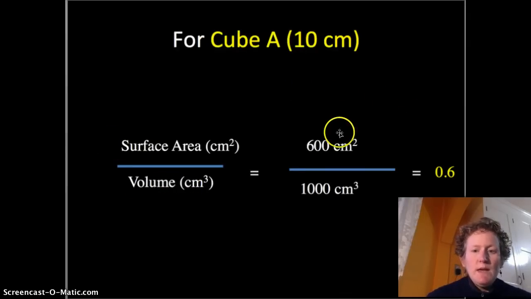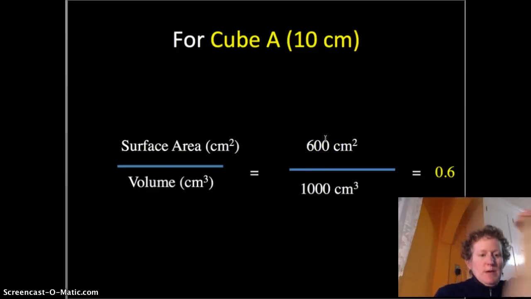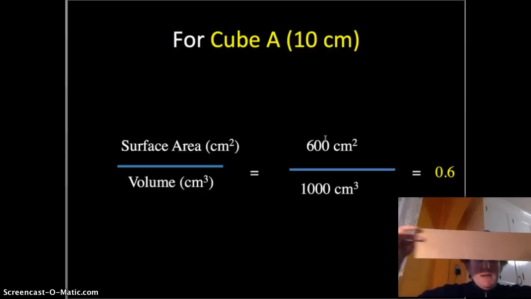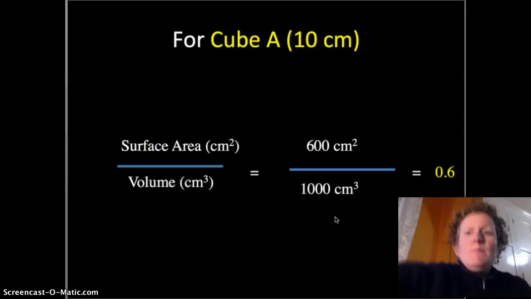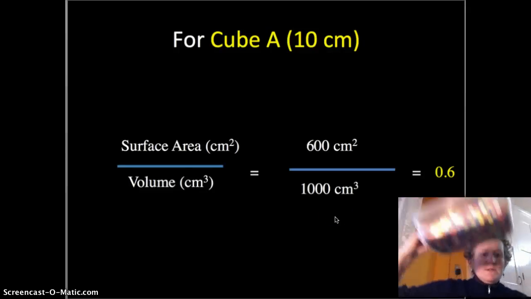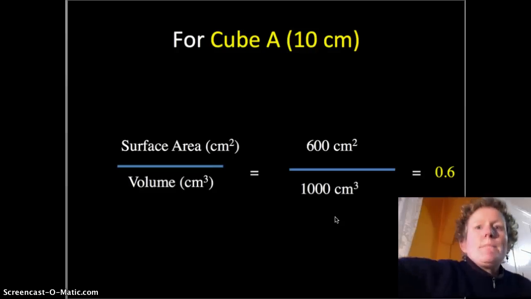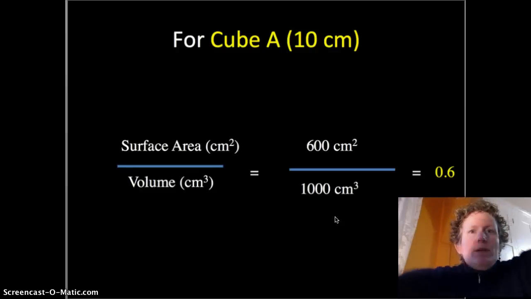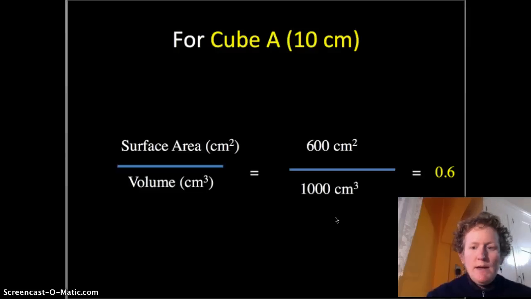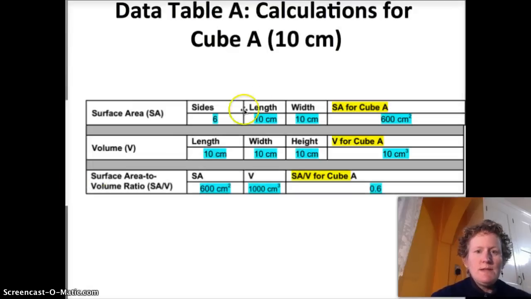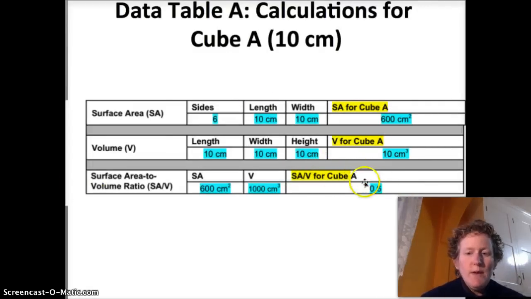For cube A, it's 600 centimeters squared, that big sheet of wrapping paper, all 6 sides added up together, divided by the 1,000 cubic centimeters here. When you divide 600 by 1,000, you get 0.6. So for your data table A, the surface area to volume ratio for cube A, that's the yellow table, is 0.6.